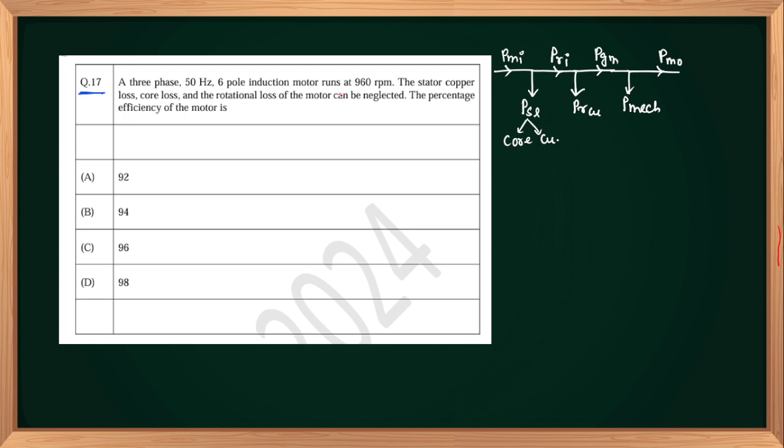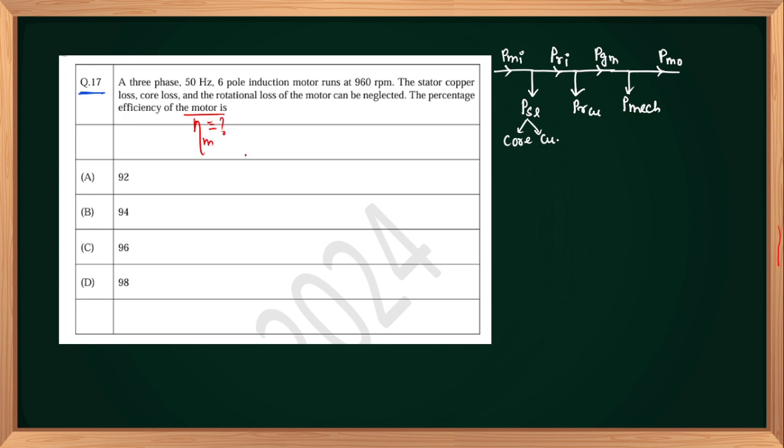He has given that a three-phase 50 Hz 6-pole induction motor runs at 960 RPM. The stator copper losses, core losses, and the rotational losses of the motor can be neglected. The percentage efficiency of the motor is asked.